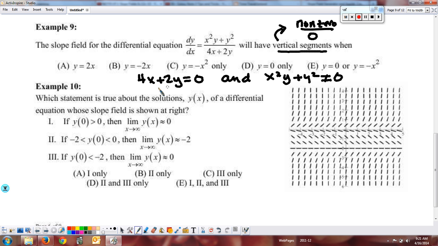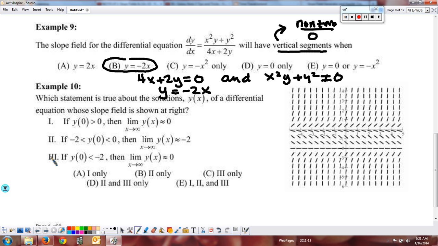If I solve this, just very quickly solve for y, subtract 4x, divide by 2, you would end up with y equals negative 2x. And the only time that this would not give me a vertical tangent line is if this makes the top 0. Now notice there are no never choices here. So we're pretty much almost done. And I can also see if I plug in negative 2x here, that I am not going to get a 0 automatically on that. So I'm pretty much going to go with my B.